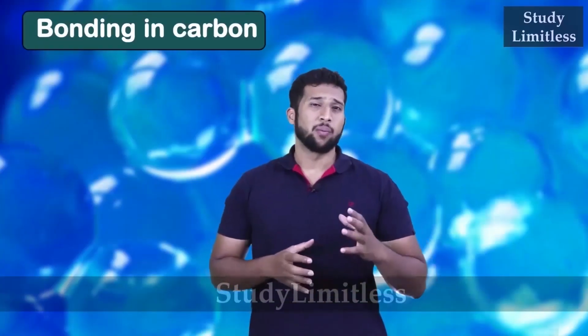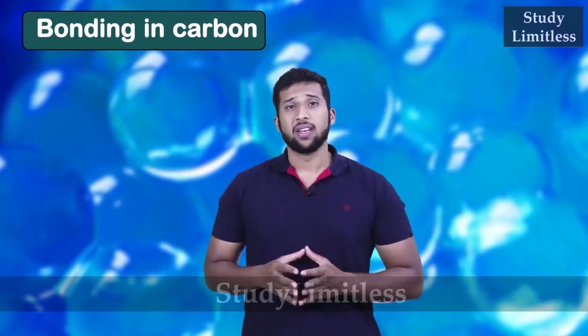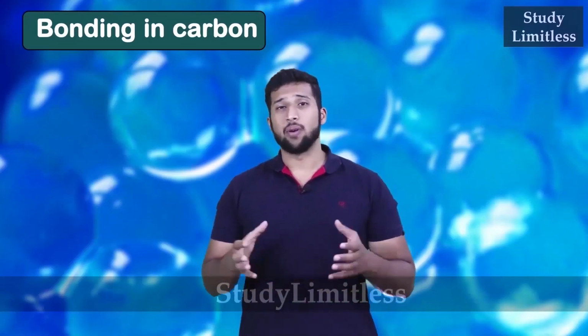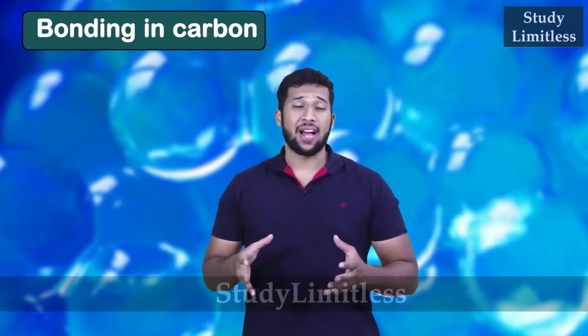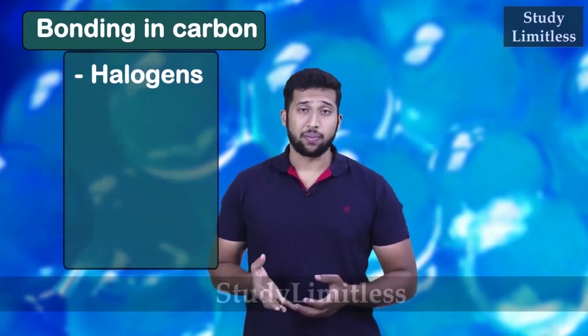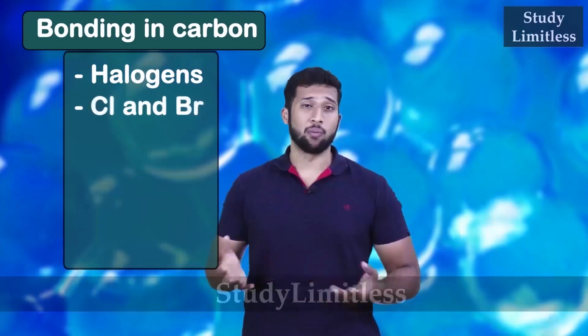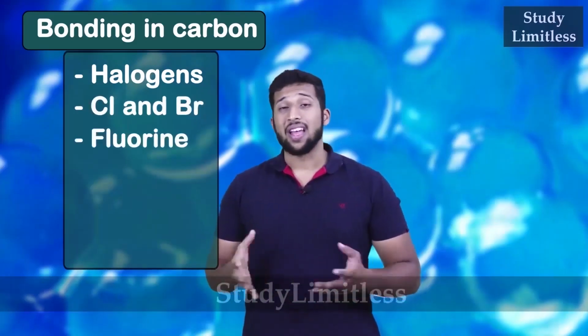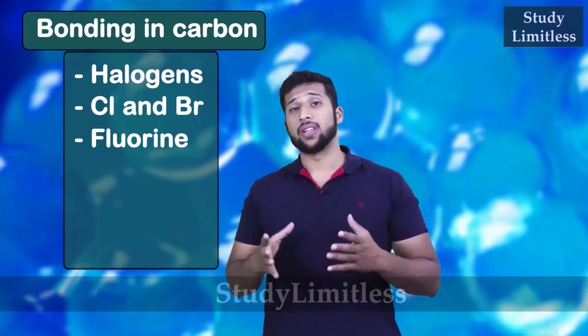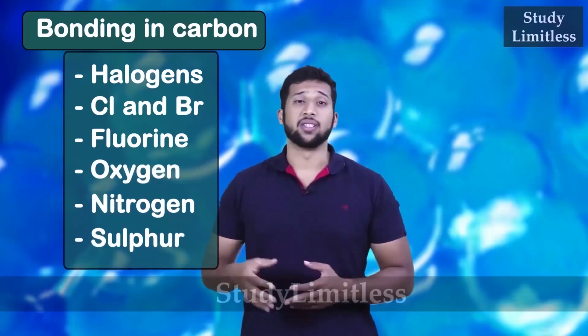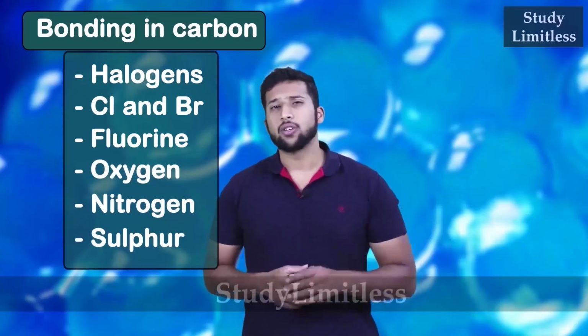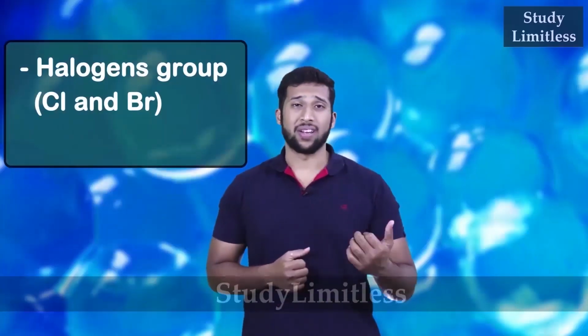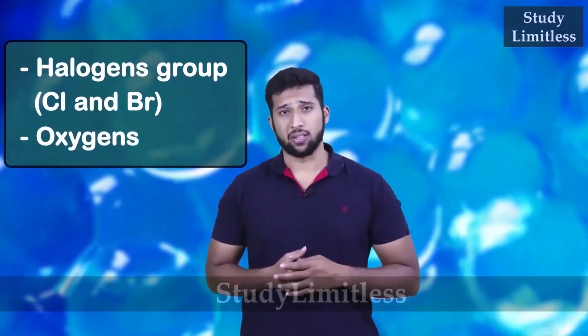Now, from the properties of carbon, we also know that carbon has a valency of 4. That means it can combine with 4 other elements or atoms. More specifically, it can bond with other elements or atoms like halogens, which specifically would be chlorine and bromine, even fluorine. And then you can also bond with oxygen, nitrogen, sulfur. But right now we're going to talk about 2 specifics. One is the halogen group, the other is oxygen.